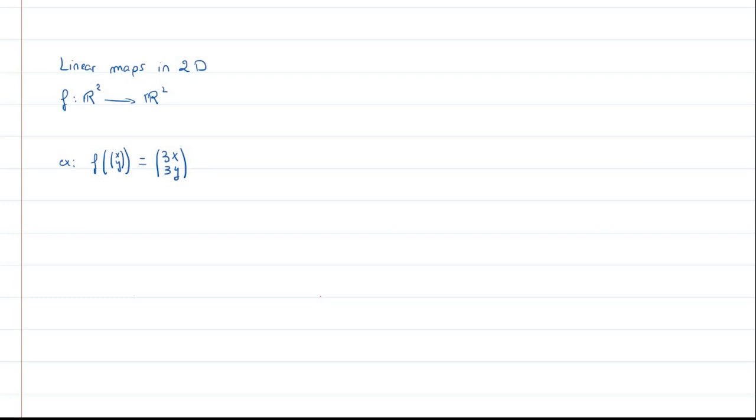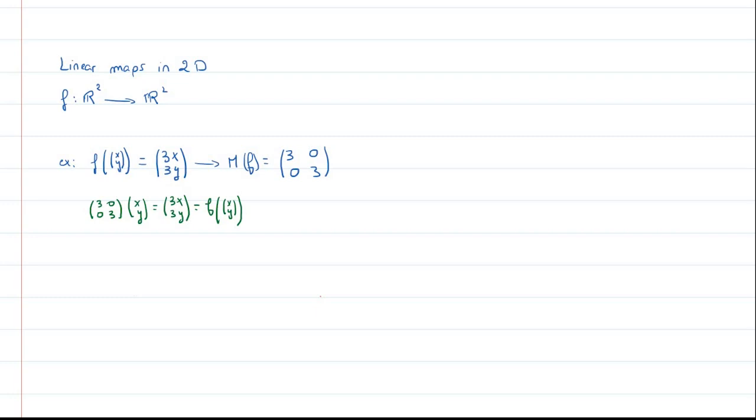As you know, any linear map between finite dimensional spaces can be represented by a matrix. So for this example, the matrix can be written as 3, 0, 0, 3. We can easily see this by multiplying the matrix 3, 0, 0, 3 by any vector x, y, which will give us 3x, 3y, which is the image of x, y by f.